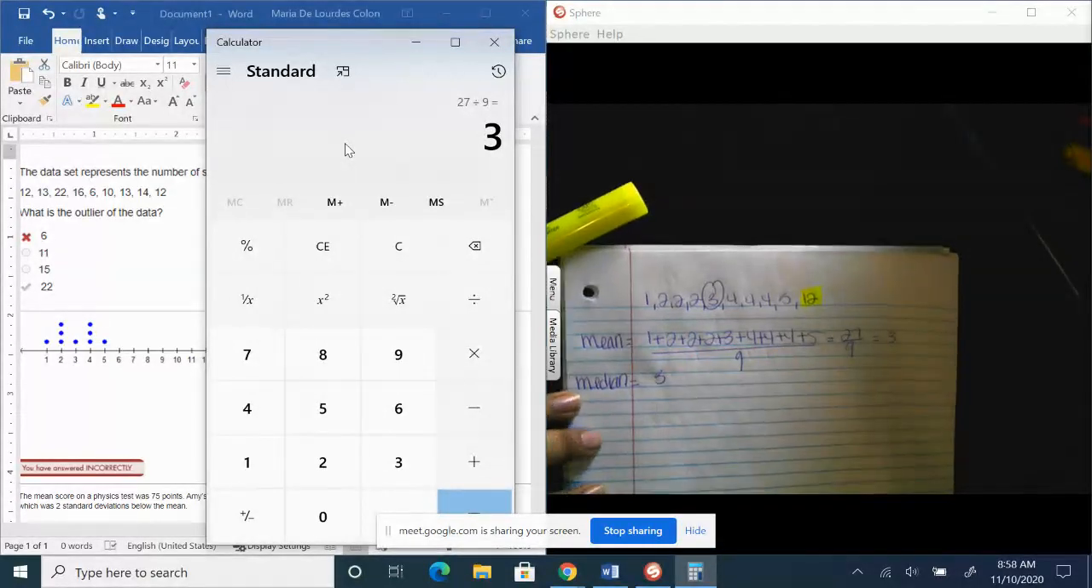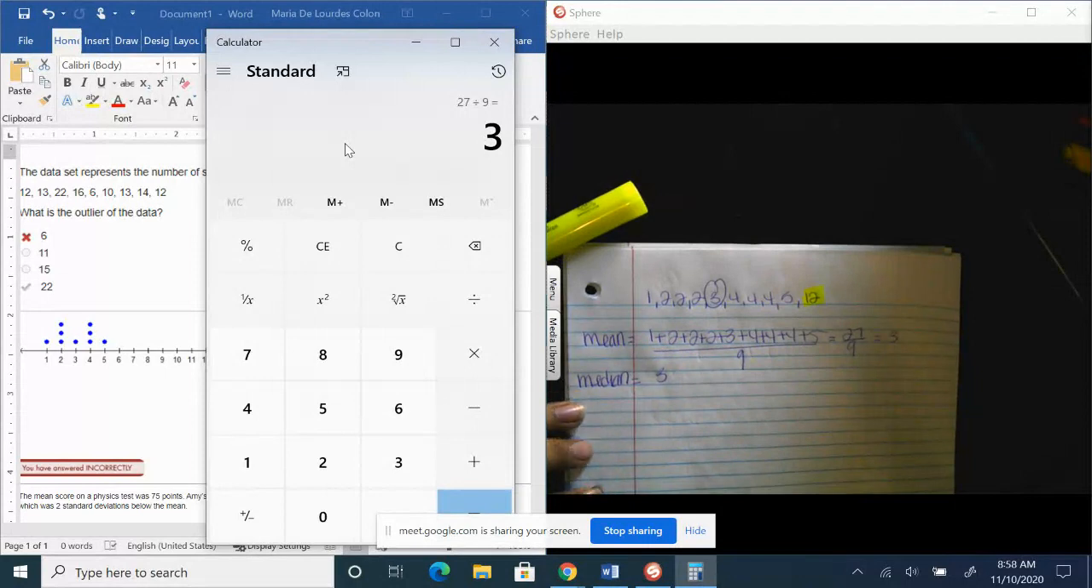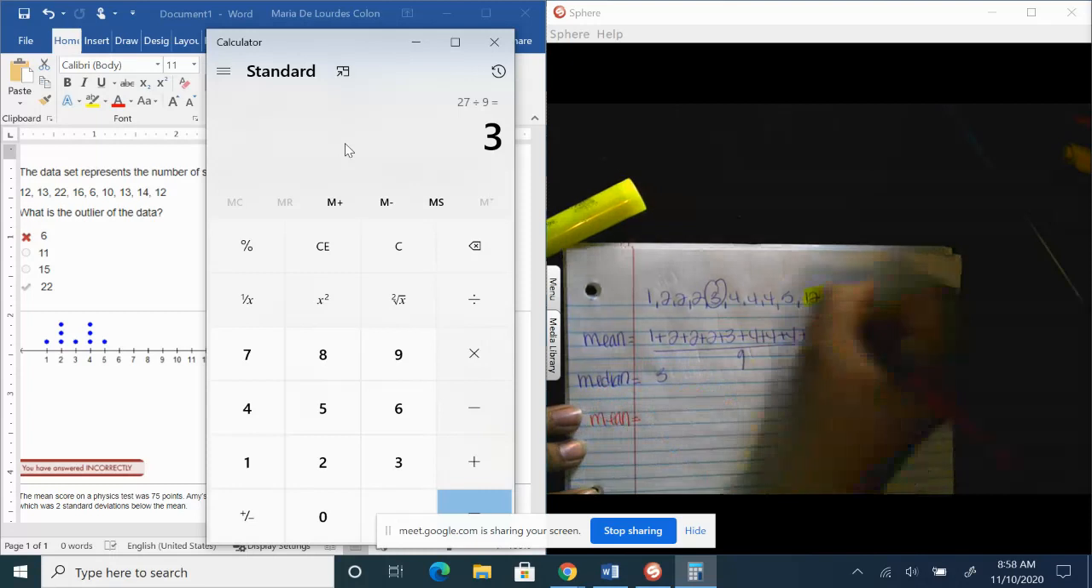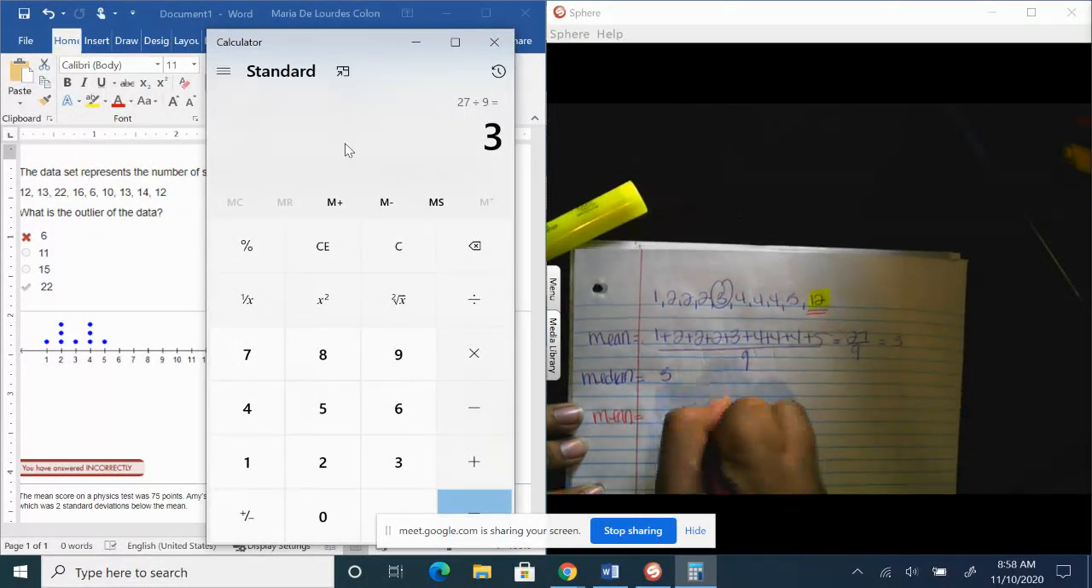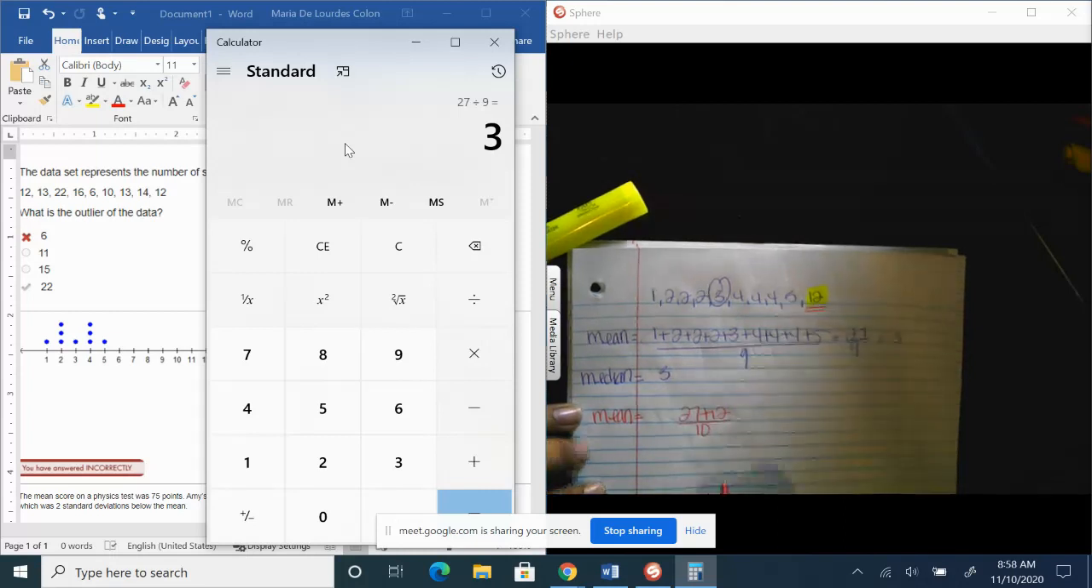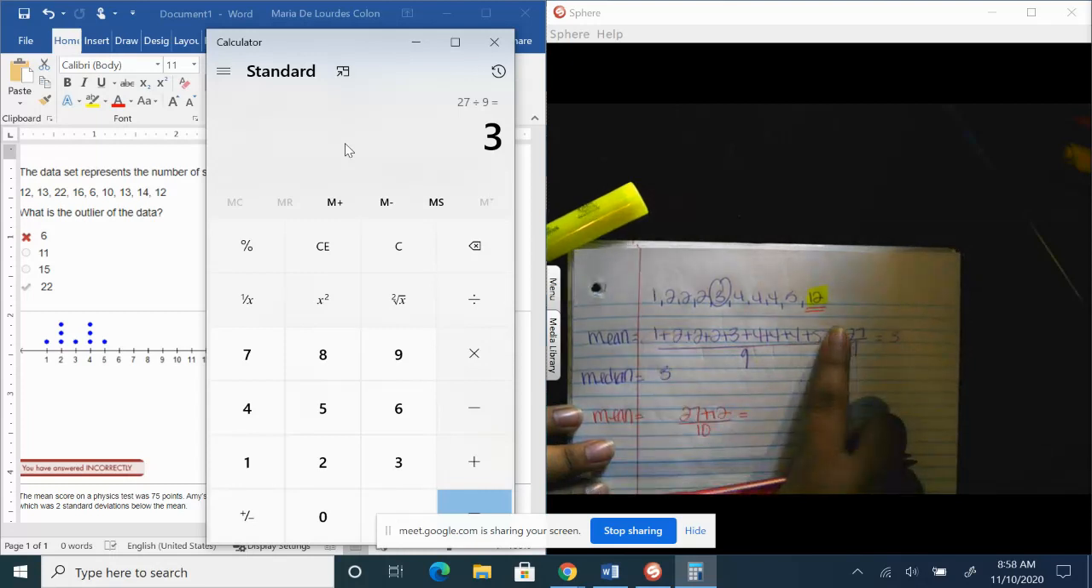So now we need to do our mean, but this time include the 12 so that we can compare them. So it would be the same 27 plus 12, but this time divide by 10. Or if that 27 I'm bringing from the previous one, and we're just going to add the 12, but we could also see it this way.